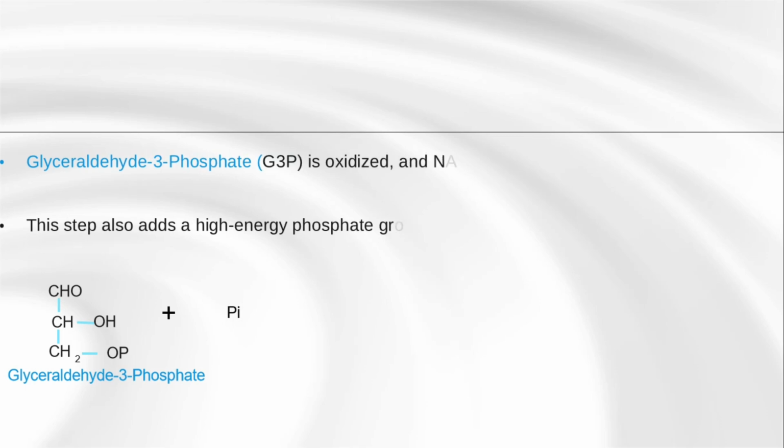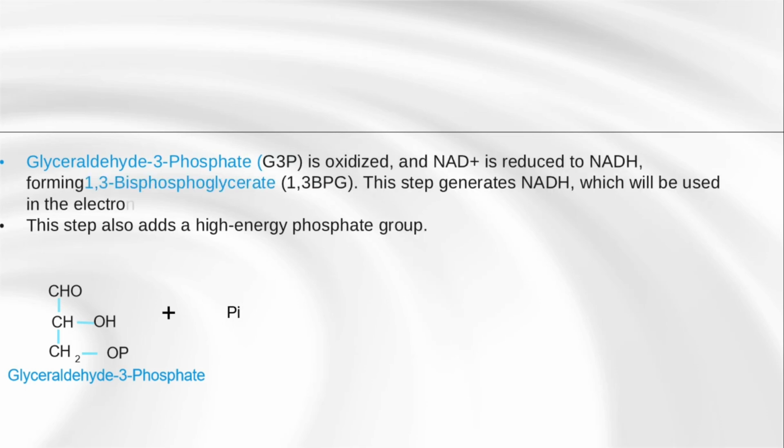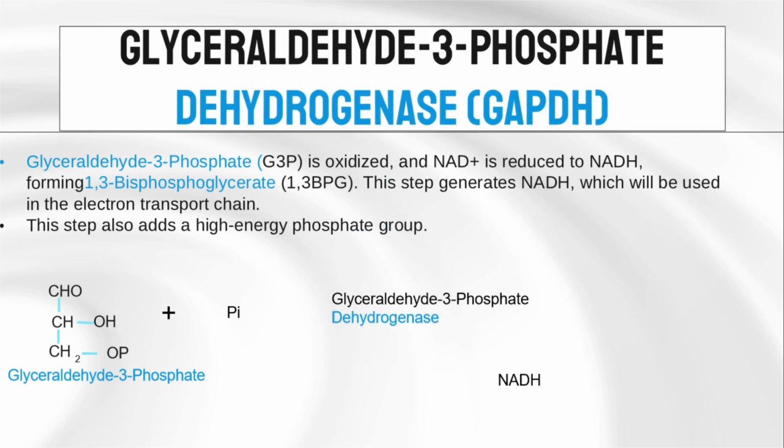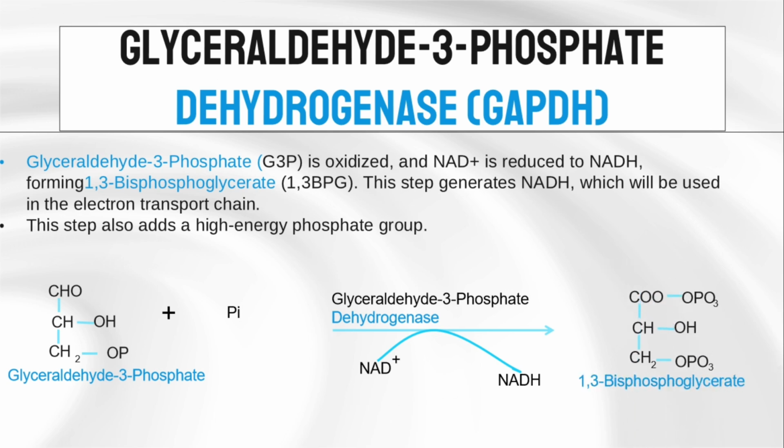Step 6. Glyceraldehyde 3-phosphate, G3P, to 1,3-bisphosphoglycerate, 1,3-BPG. The enzyme glyceraldehyde 3-phosphate dehydrogenase, GAPDH, takes the stage, oxidizing G3P and reducing NAD+ to NADH. This forms 1,3-bisphosphoglycerate, 1,3-BPG, adding a high-energy phosphate group in the process. Mnemonic: GAPDH gives NADH.